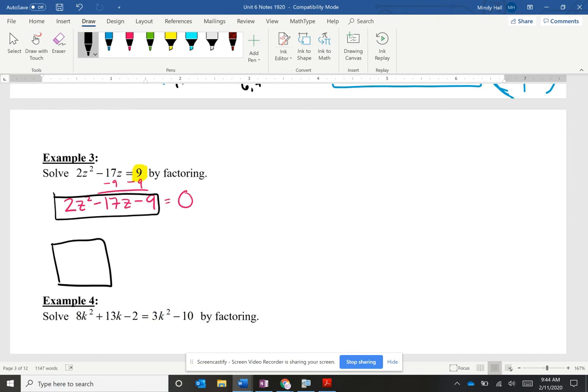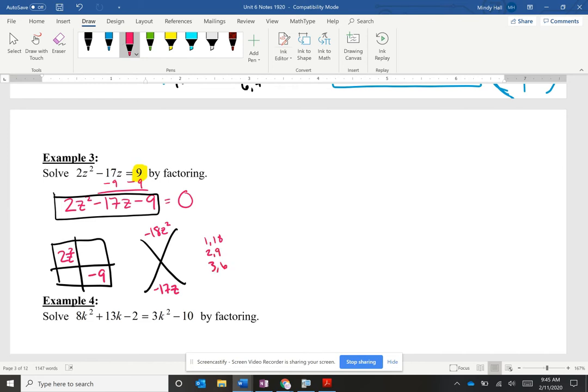So I'm going to go ahead, draw my box and my x. With this 2z squared, we're going to put the 2z squared in the top left and the negative 9 in the bottom right. When we multiply those two together, we get negative 18z squared, and then in the bottom we're going to have negative 17z. And so then factors that multiply to negative 18 but add to negative 17, you'd have 1 and 18. That's probably our winner. 2 and 9, 3 and 6, and that's it.